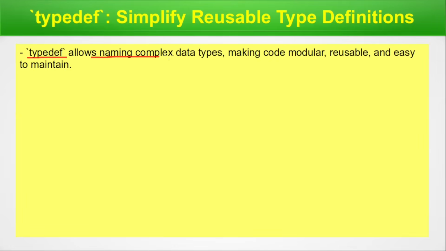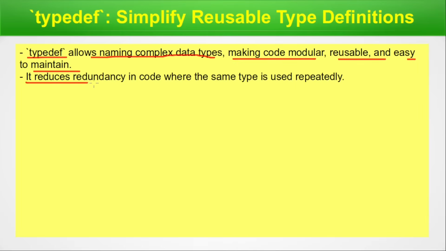Typedef allows naming complex data types, making code modular, reusable, and easy to maintain. We are defining a type using the typedef. That is true for programming languages and true for SystemVerilog. It reduces the redundancy in code where the same type is used repeatedly. That is the case because when we have a large system design, we have to use the same data type over and over again in multiple modules for various purposes.